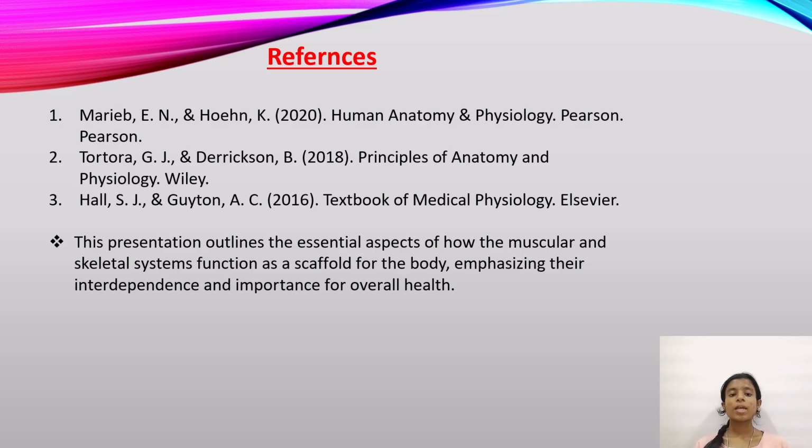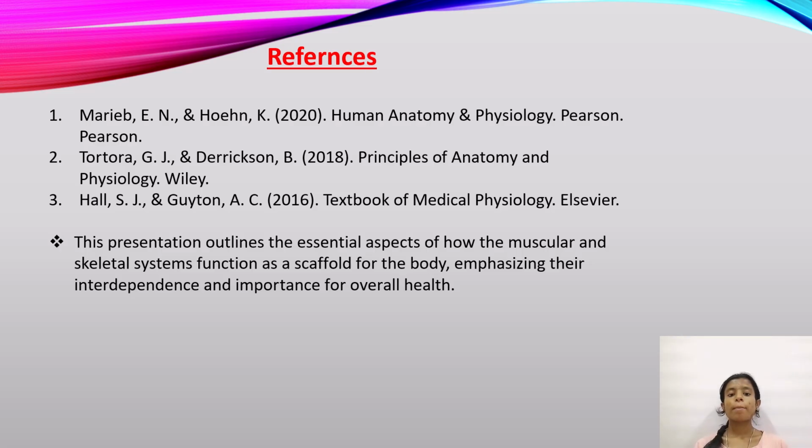Reference. You can refer to books like Marieb and Hoehn in 2020, Human Anatomy and Physiology. Second, Principles of Anatomy and Physiology, Wiley, by Tortora G.J. and Derrickson, 2018. And next, Textbook of Medical Physiology, Elsevier, by Hall and Guyton, 2016.